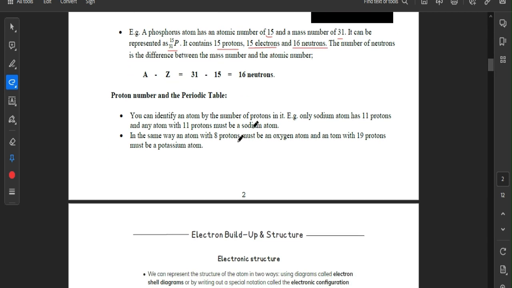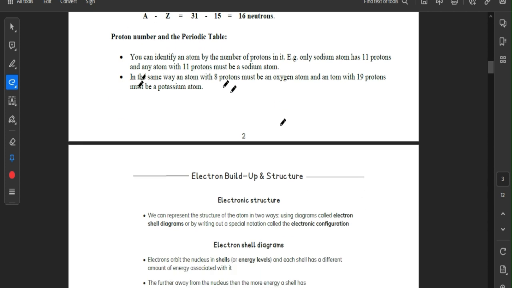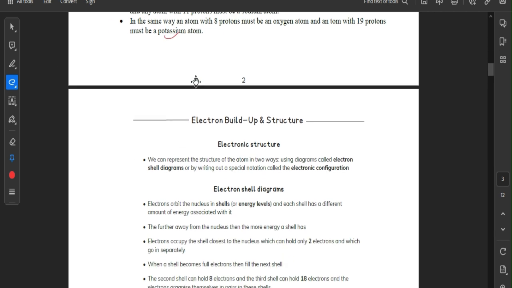Proton number in the periodic table. You can identify an atom by the number of protons in it. Example: only a sodium atom has 11 protons, and any atom with 11 protons must be a sodium atom. In the same way, an atom with 8 protons must be an oxygen atom, and an atom with 19 protons must be a potassium atom.